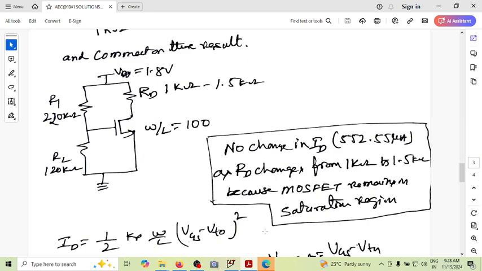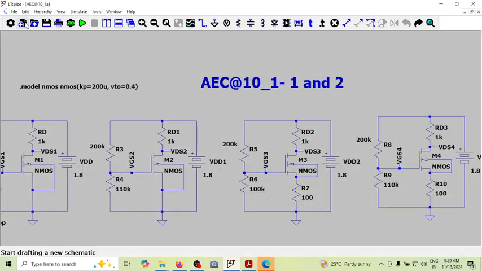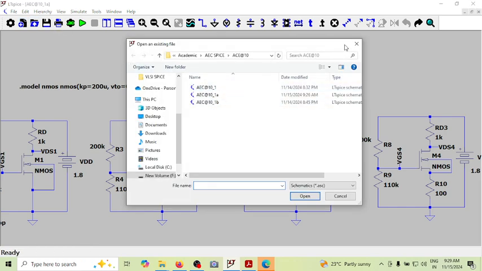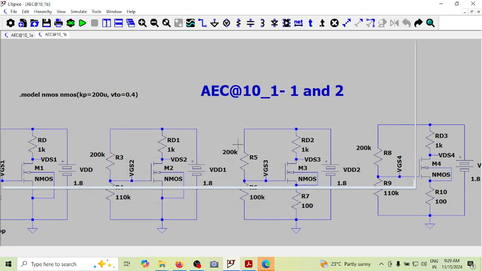So let me just go back to my circuit and try to find out what it is. Where is that? Here, this is my second circuit. Let me just open that. I'm opening my second circuit. Is this my second circuit? No, this is here. So we have it here.